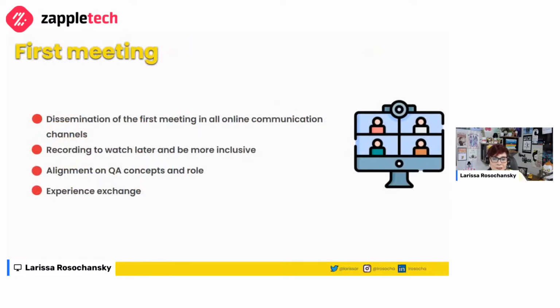So what we did in the first meeting, we scheduled with the test pyramid, and we did the dissemination of the first meeting in all online communication channels. Not only in the channel for the chapter, but for the common channel for all the customer, and the leadership channel, and all the channels that we had. We published that the meeting would start. So we had some people that were not in the channel already, and they saw the meeting and they entered and they liked it and they started to go there.